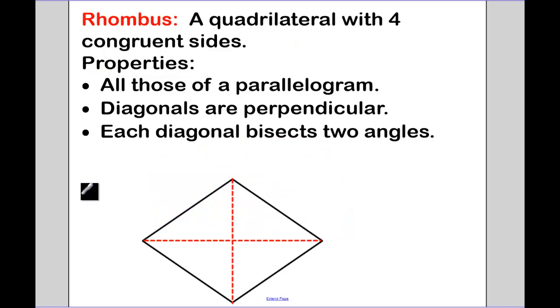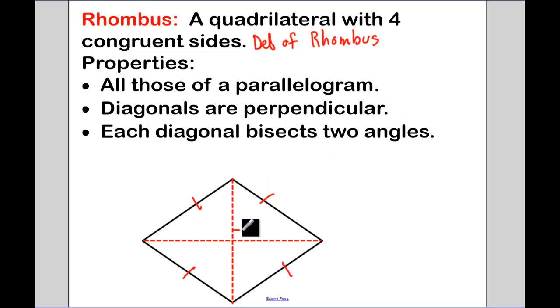Rhombus, a parallelogram with four congruent sides. Okay, so again, this is the definition of a rhombus. If you want to prove something is a rhombus, you need to use this definition, four congruent sides. Okay, so if I have four congruent sides, that means I am also a parallelogram because my opposite sides are congruent, which means the diagonals bisect each other. But also the diagonals are perpendicular.